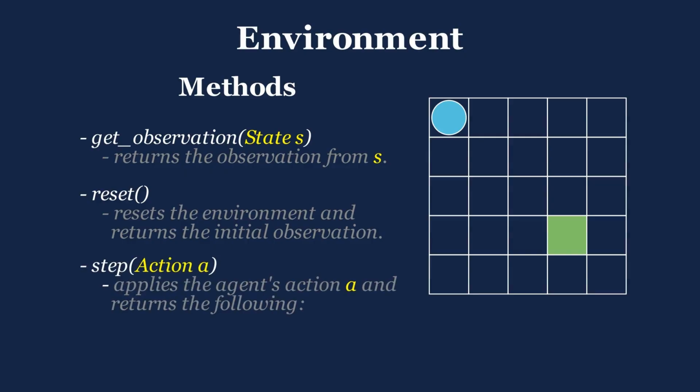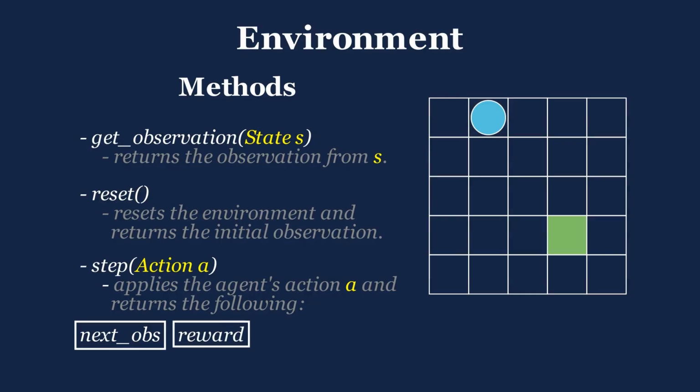Step. This method applies the agent's action to the environment and returns four things. next_obs, the new observation after the action. If the agent makes the player move right, next_obs is its new position one square to the right. Reward. The reward received for taking the action. +1 if the player reaches the green square, 0 otherwise. Done. A boolean indicating if the current task has ended. This will be true if the player reaches the goal, and false otherwise. Info. Optional extra information about the environment. In short, the environment defines what is possible and what is valuable in the world the agent lives in.